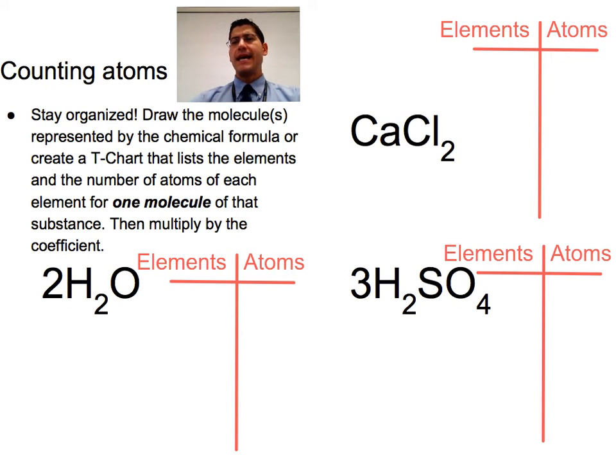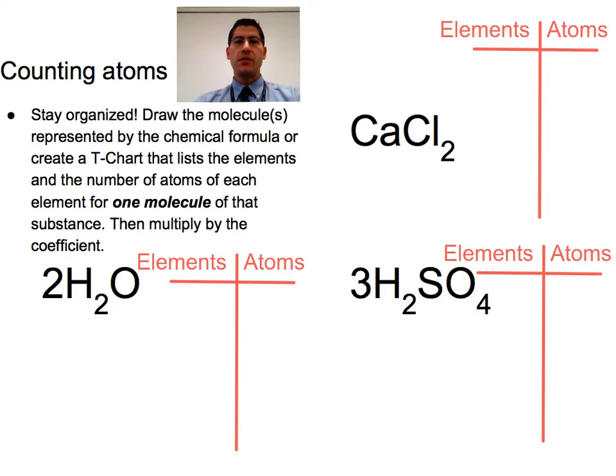When you're counting atoms in a chemical formula, it's really important to stay organized. I like to do that with a T-chart, like this, that lists the elements found in the formula on the left and the number of atoms of each element in the formula on the right.